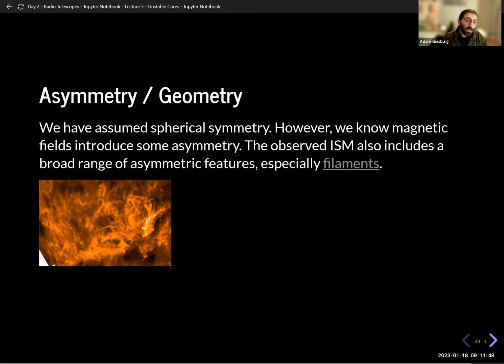Asymmetry in the initial conditions, so not spherical, not cubic, is the other key feature. And this is actually going to lead into another lecture. We're going to talk about the filamentary initial conditions of star formation.